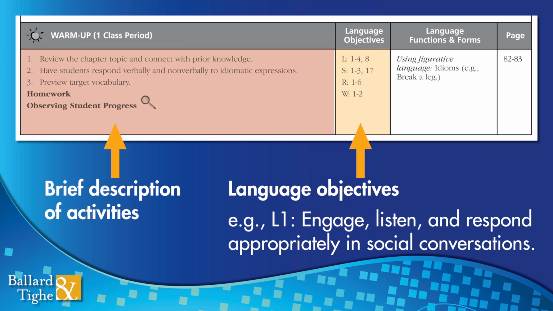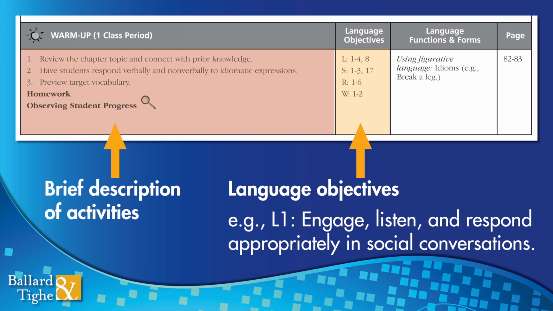Each lesson follows a 3-step lesson plan format: warm up, connect, and extend. Each section includes a short description of what the teacher will do in the activity. The language objectives listed here refer to the 4 domains: L for listening, S for speaking, R for reading, and W for writing. The numbers refer to the unit language objectives found at the beginning of each unit that we just looked at. So let's look at the first objective, L1.